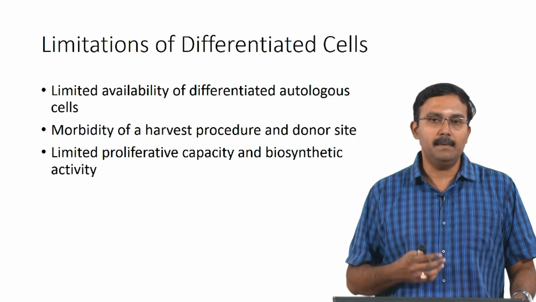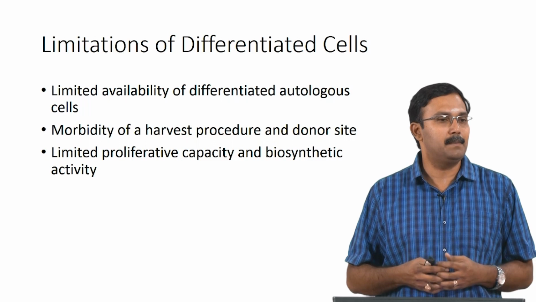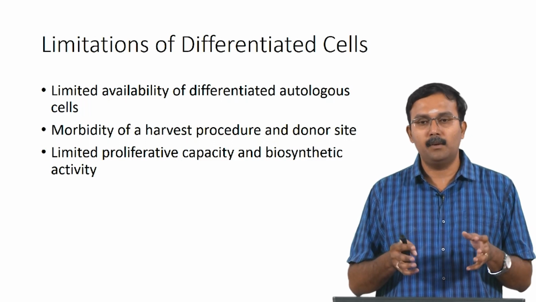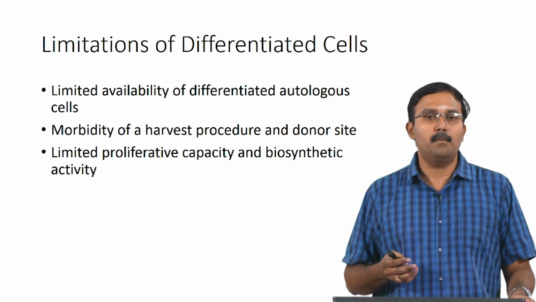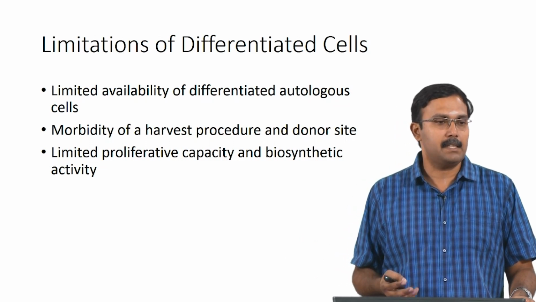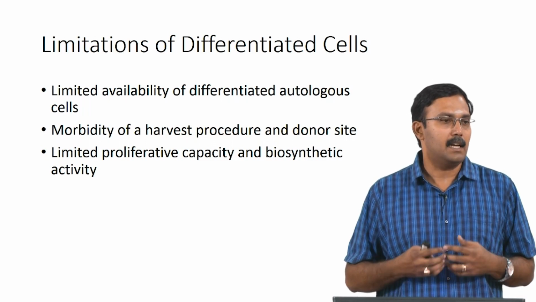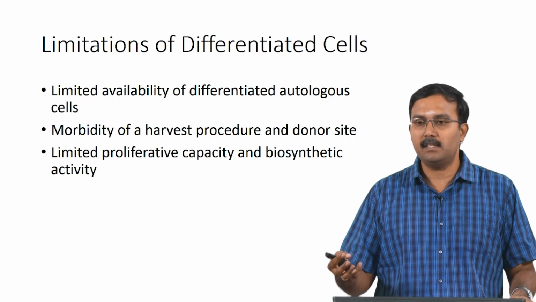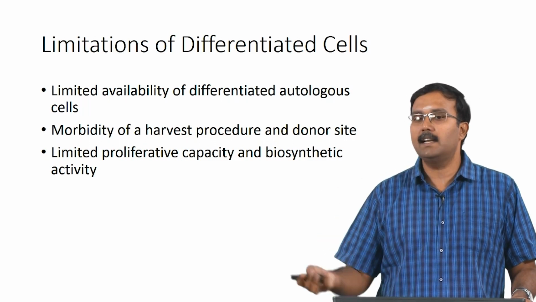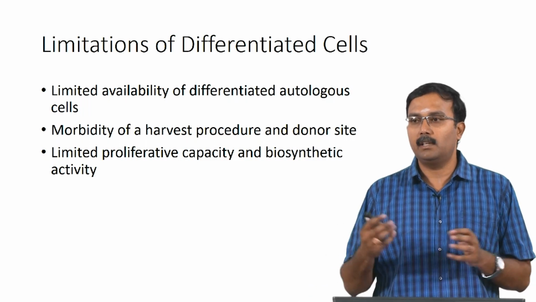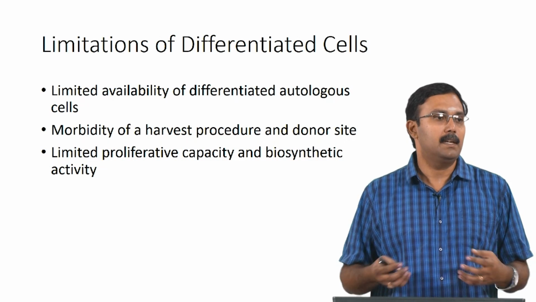So, the limited availability of differentiated autologous cells is one of the limitations why people have looked for stem cells and other sources. Morbidity and limited proliferative capacity are serious limitations when you are talking about expanding the cells. As I was saying, we would not be able to harvest enough cells, right. So, if you are trying to harvest a lot of cells, then you will cause significant damage to the donor tissue.